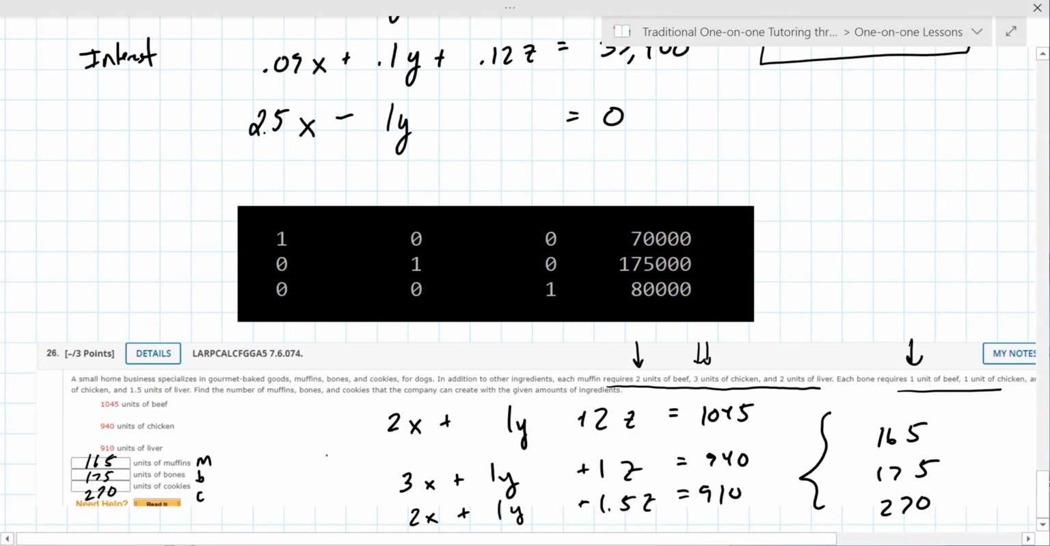I'm really bothered by this, but it's generally like whenever they give you numbers like this, it's always the right hand side. Okay, this is the right hand side, and then they tell you for a muffin it's M units of beef, and then for each bone it's B units of beef, and so on.